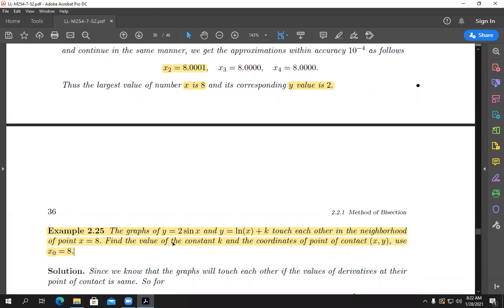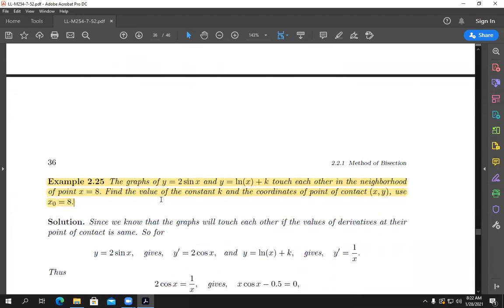So what we have to do is find the derivative of this. Since we know the graphs will touch each other if the values of their derivatives are the same. What is the derivative of y? This one, the derivative of y is 2 cosine x, am I right? And what is the derivative of y here? The derivative of ln x is 1 over x. What is the derivative of k? k is a constant, so the derivative is 0.